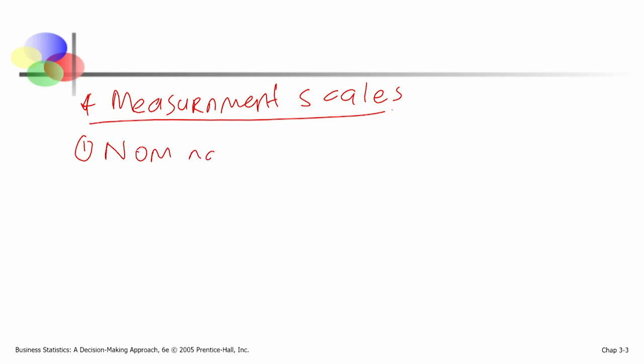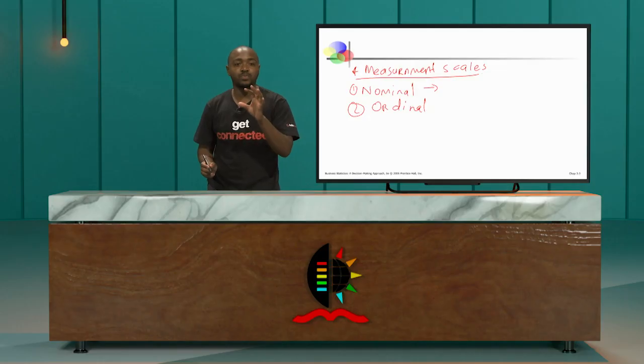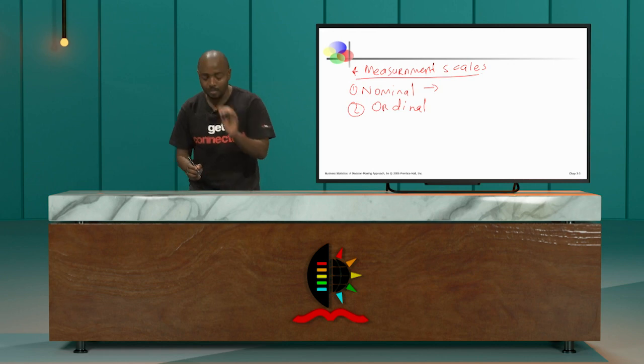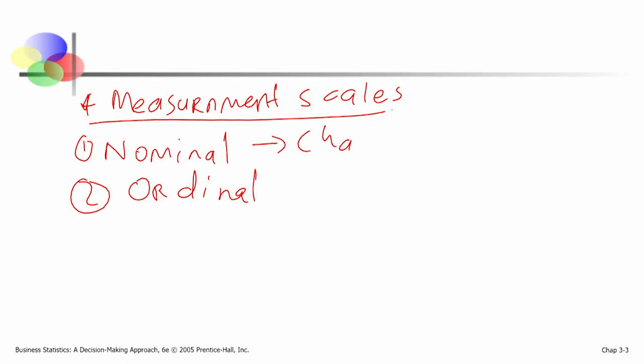Nominal or ordinal scale, right? Okay, if you're talking about nominal scale, this is a type of data which can be put in a categorical form. Okay, categorical form, right?